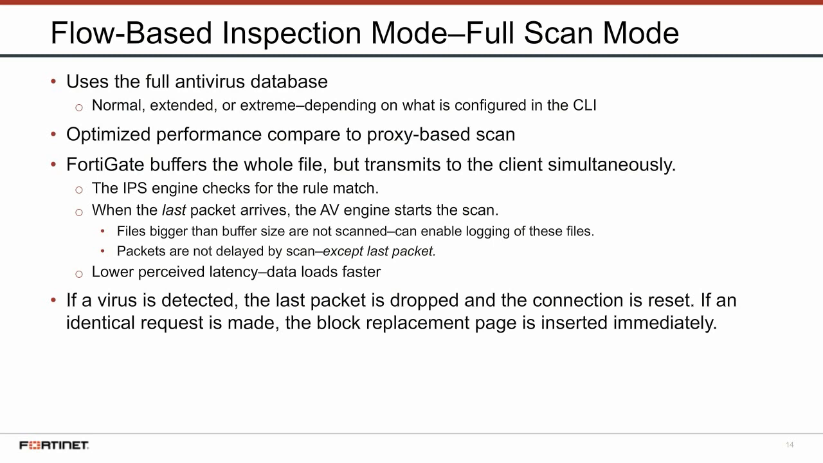The FortiGate IPS engine caches the URL, and during the second attempt to download the same file, the block replacement page displays immediately without engaging the antivirus engine. Even if the client has received most of the file in the first attempt, the file will be truncated and the client will not be able to open a truncated file. If the virus is detected at the start of the stream, flow inspection mode scanning can insert the block replacement page at the first attempt.